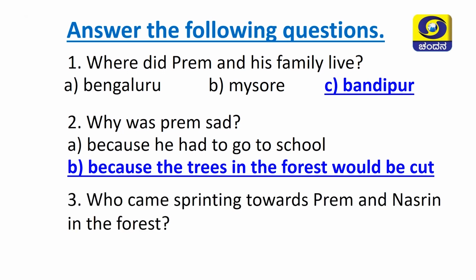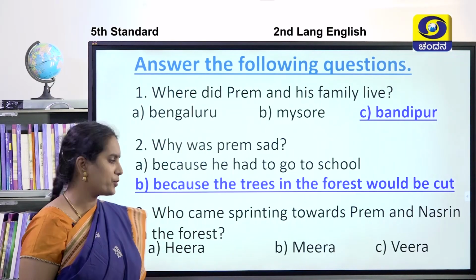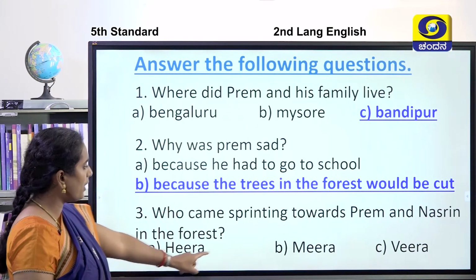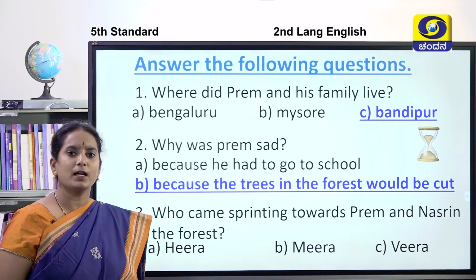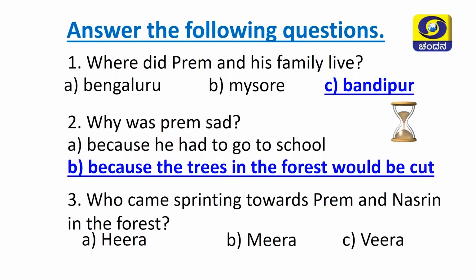Let's look at the third question. Who came sprinting towards Prem and Nasreen in the forest? Let me repeat the question. Who came sprinting towards Prem and Nasreen in the forest? Let's look at the options. A. Hira, B. Meera, C. Veera. Which is the correct answer? The right answer is Hira.